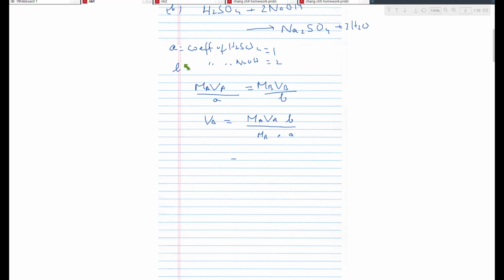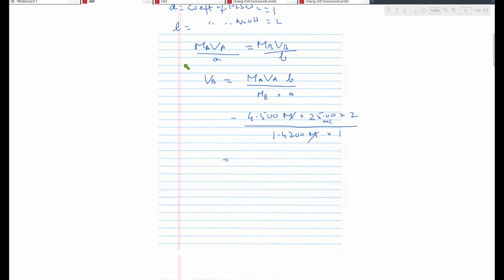MA, in this case, is 4.500 molar. VA is how much? 25. Yep. And B is, in our case, the base, 2 according to the balanced equation. MB, the molarity of the base, is 1.4200 molar, and the coefficient is 1. So the molar cancels, and this is mL, so the answer is going to be in mL. 2 and 1 are just coefficients. So use the calculator and get the answer.